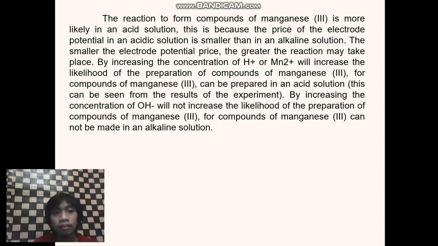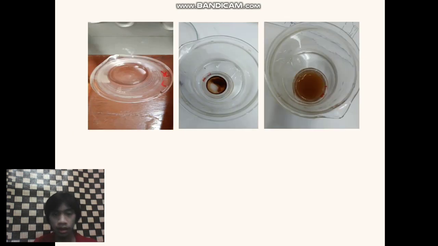The compounds of manganese 3 can be prepared in an acid solution. This can be seen from the result of the experiment. Increasing the concentration of OH will not increase the likelihood of preparing the compound of manganese 3, because compounds of manganese 3 cannot be made in alkaline solution. The picture can be seen in the PPT.